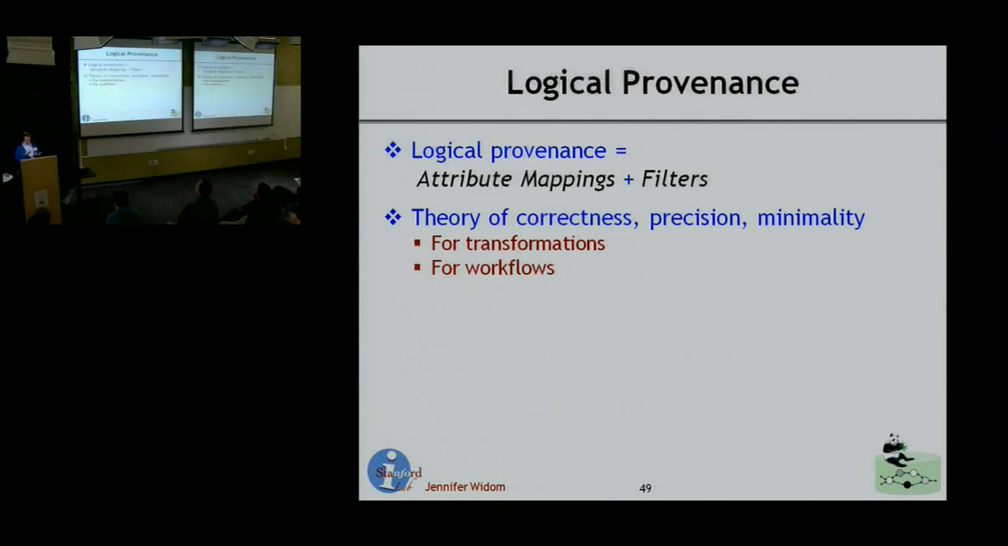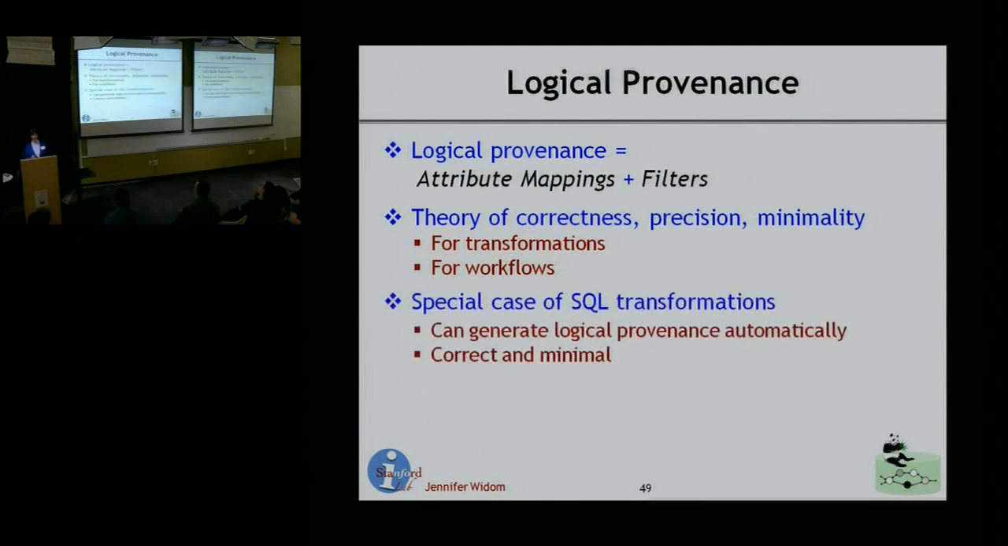And so we've, again, developed a theory. We've developed a theory of when this provenance is correct, when it's precise, the minimal provenance using these descriptions. I'm not going to go into that. You start, again, with the transformation, the processing nodes, and then you extend to the workflows recursively.